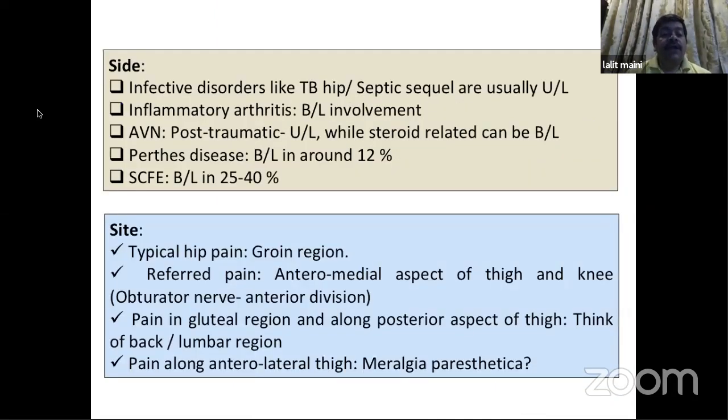Now, the site. Infective disorders like TB hip and septic sequelae invariably are unilateral, inflammatory could be bilateral, AVN if post-traumatic could be unilateral, if it is maybe steroid related can be bilateral. So all these features are going to take you towards the diagnosis in a patient. Site, very important, invariably it is the anteromedial groin plane which the hip produces, and be careful if it is a gluteal pain. Better check up on the spine and the back and be sure that the pain is coming from where.